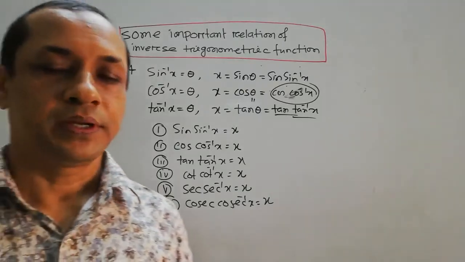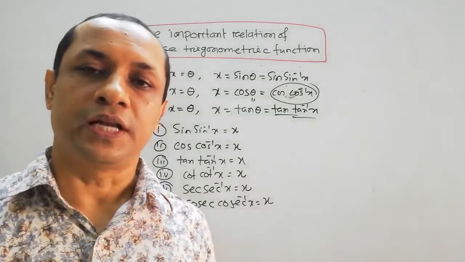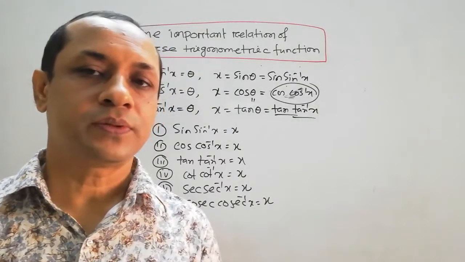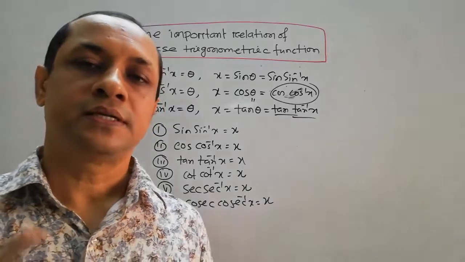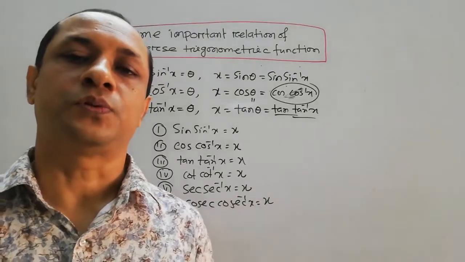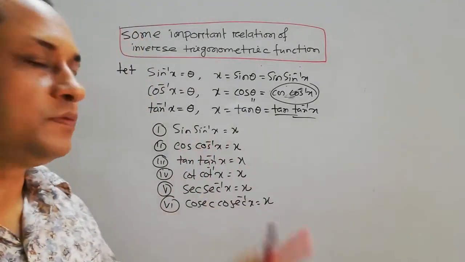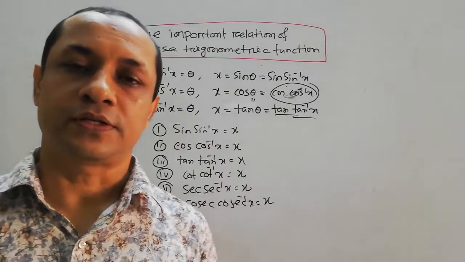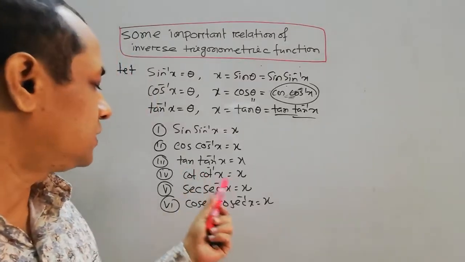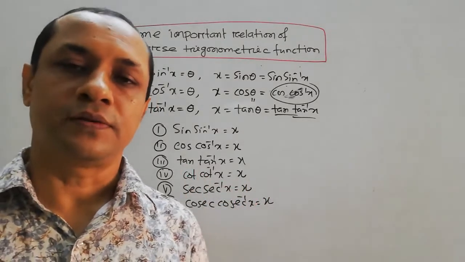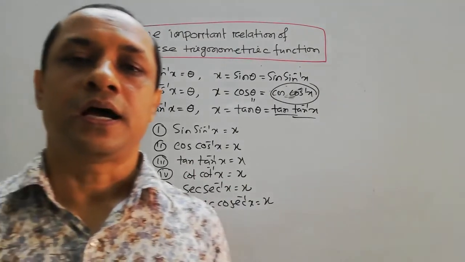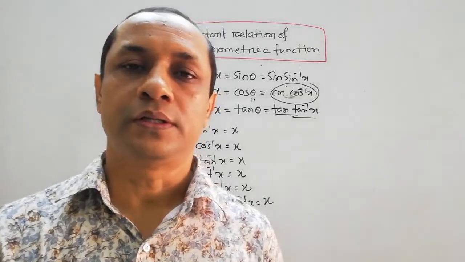So students, here are some important relations of inverse trigonometric functions: sin inverse sin x equals x, cos inverse cos x equals x, tan inverse tan x equals x. Similarly, sin(sin inverse x) equals x, cos(cos inverse x) equals x, tan(tan inverse x) equals x. Similarly, we can prove that cot(cot inverse x) equals x, cosec(cosec inverse x) equals x, and sec(sec inverse x) equals x. I hope that, students, you are clear.